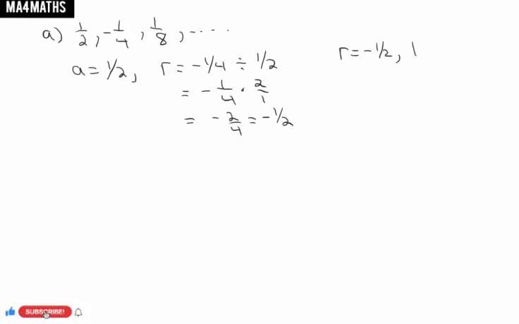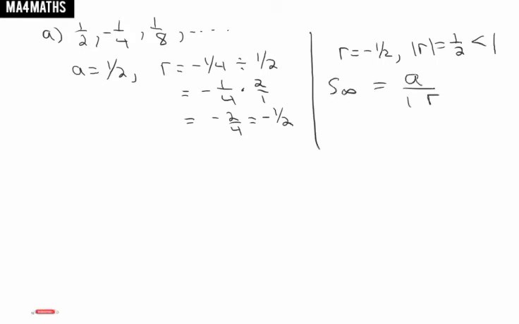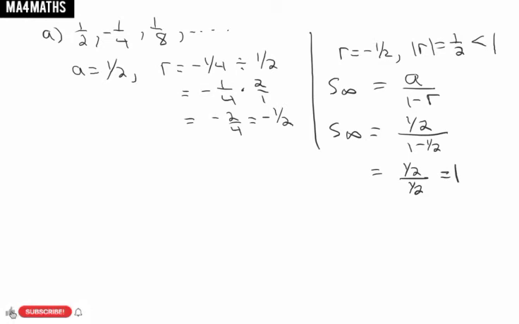The absolute value of R is 1/2, which is less than 1. And that tells me that S infinity is A over 1 minus R. So this is A, which is 1/2 over 1 minus 1/2, which is 1/2 over 1/2. Well, I could have set this up as a half divided by a half. Since they're identical, this would give me 1, right? So we would get 1. Is that correct? Is everyone agreeable with that?